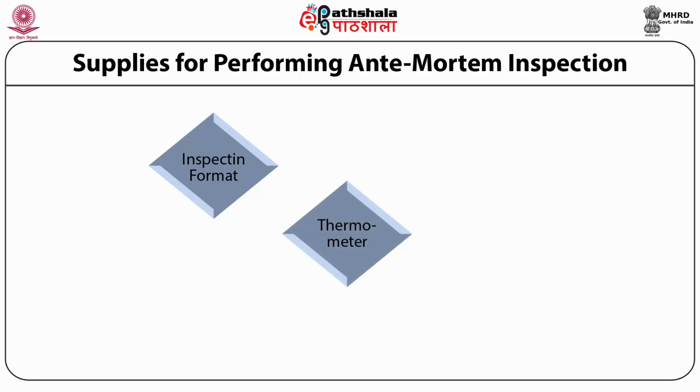Thermometer. It is required for observing the body temperature of the organism. Any change in the temperature of a body should be reported in the ante-mortem inspection format as well. There are other supplies like pens, pencils, pads of paper, and a clipboard for writing and taking any other notes.